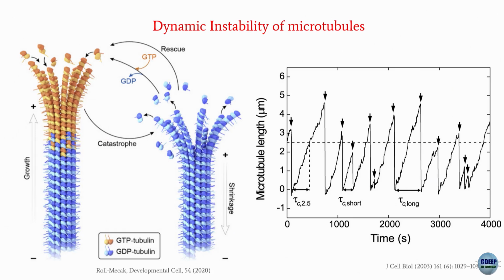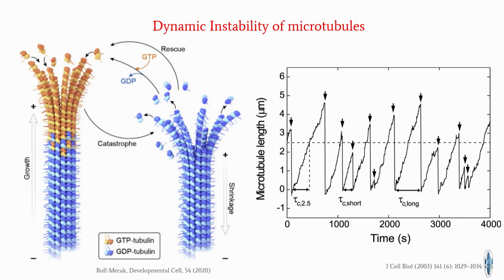So, this just shows this sort of thing. This is the growth phase when it is growing, this is the shrinking phase when it is shrinking. And then if you look at lengths of microtubules, for example, this is an experimental plot of microtubule lengths as a function of time. You will see that you have growth.